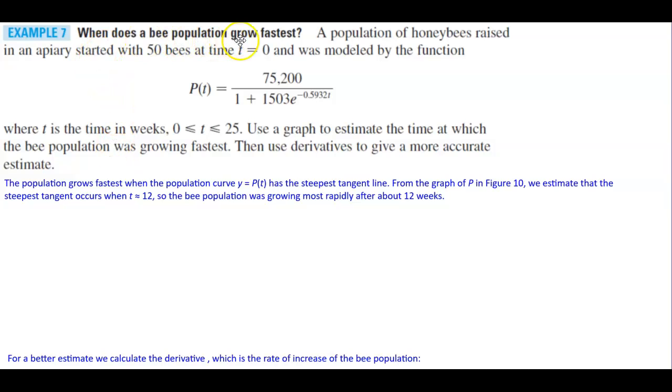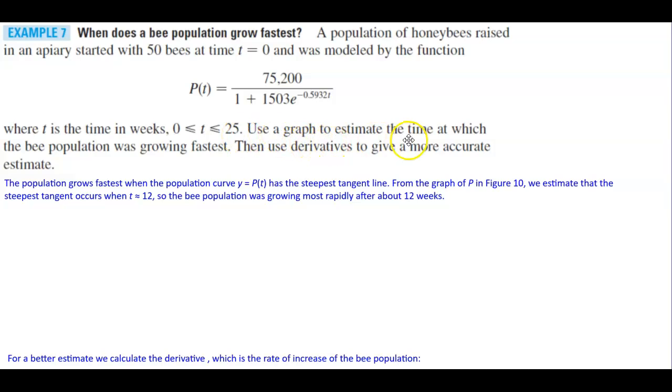Example 7. When does a bee population grow fastest? The population of honeybees raised in an apiary started with 50 bees at time t equals 0 and is modeled by the function p of t equals 75,200 divided by 1 plus 1503 e to the negative 0.5932t, where t is the time in weeks, and t is between 0 and 25.